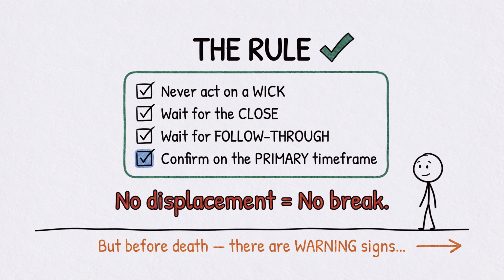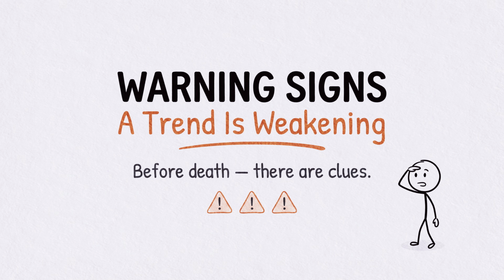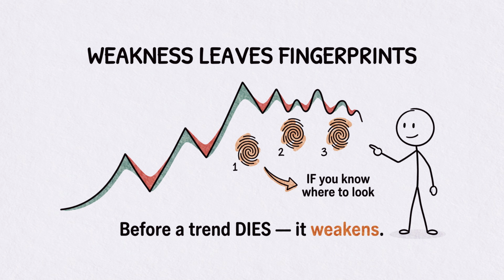But before that death, there are warning signs, and reading them early gives you a massive edge. Before a trend dies, it weakens, and that weakness leaves fingerprints on the chart, if you know where to look. There are 3 warning signs.